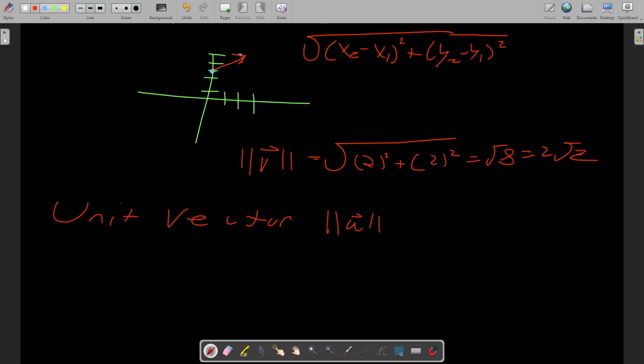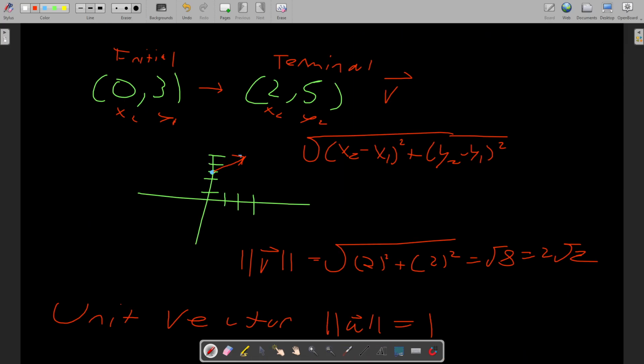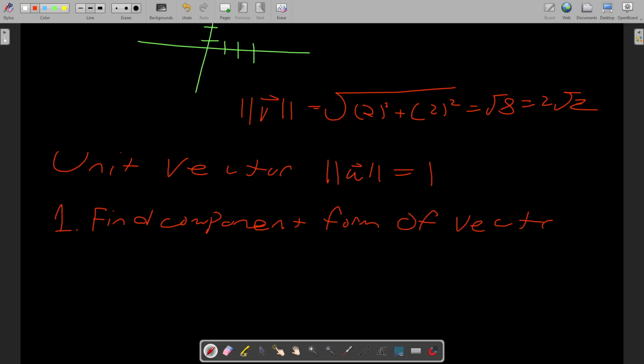Let's just use u for an example here. Now, to get any vector to become a unit vector, you have to first find the magnitude. But you can also do this as a second step. There's kind of two interchangeable steps here. One is going to be find the component form of the vector, and then two, it's going to be find the magnitude.